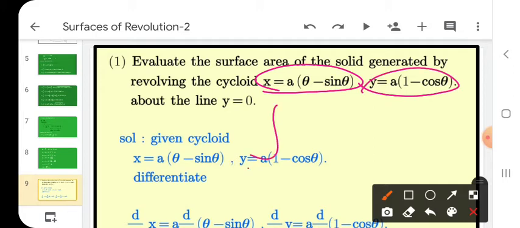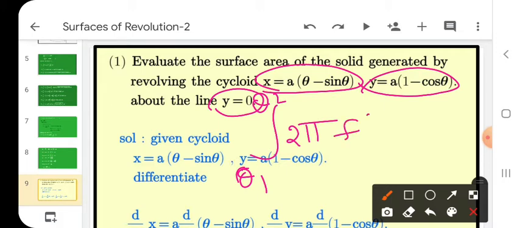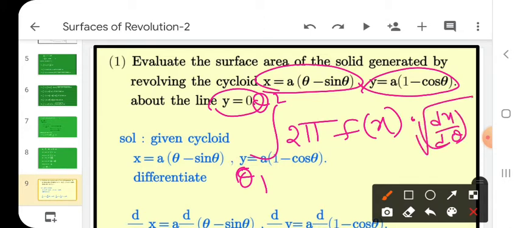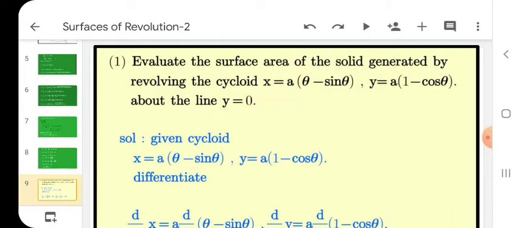Tell me what is the formula? Integral theta 1 to theta 2, 2 pi. In initial line, in x axis, what we write here? f of x, into root. In parametric form what we write? dx by d theta whole square plus dy by d theta whole square, d theta. This is the formula.